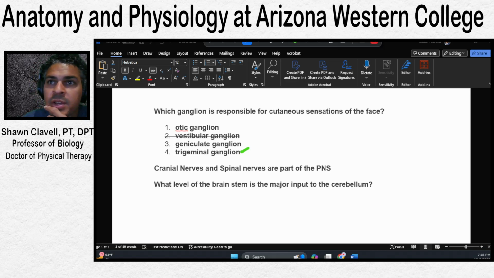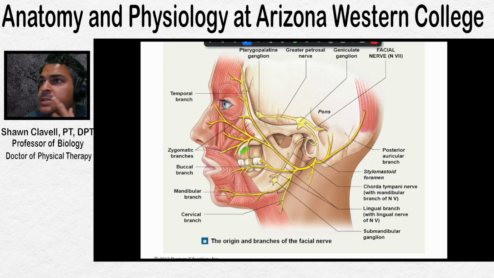So we've got the trigeminal and the sensory ganglion of the face is the geniculate nuclei as well. So let's think here. There it is, the geniculate ganglion. The geniculate ganglion is the ganglion related to the facial nerve.